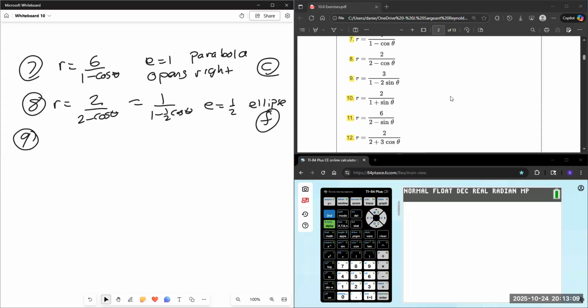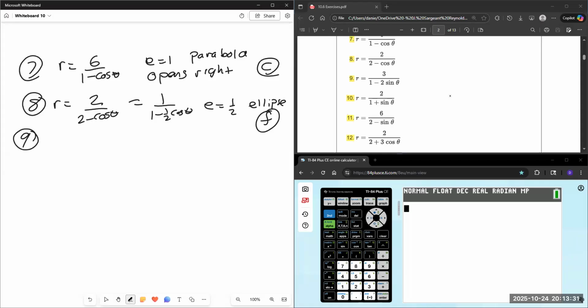If I put the focus at 0, 0, we ensure that our major axis or our transverse axis is always going to be the x-axis or the y-axis, because those axes are going to go through the foci.